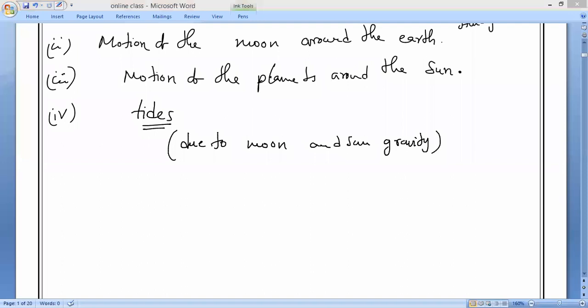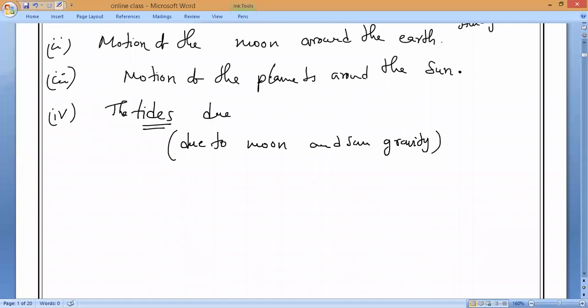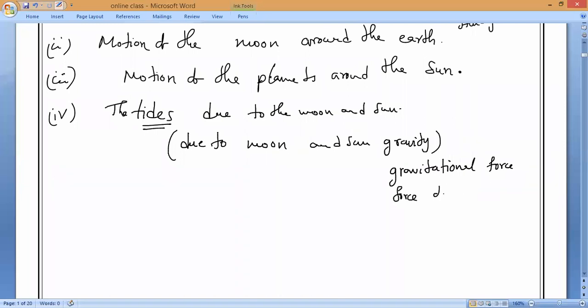Understand, everyone? So the tides due to the moon and the sun, we can analyze with the help of how the tides are forming. The tides are due to whom, guys? Due to the moon and the sun. Because of the moon and sun's gravity, or we can say gravitational force, or force of gravity, whatever it is, it is causing the formation of tides. That we can also analyze with the help of the universal law of gravitation.